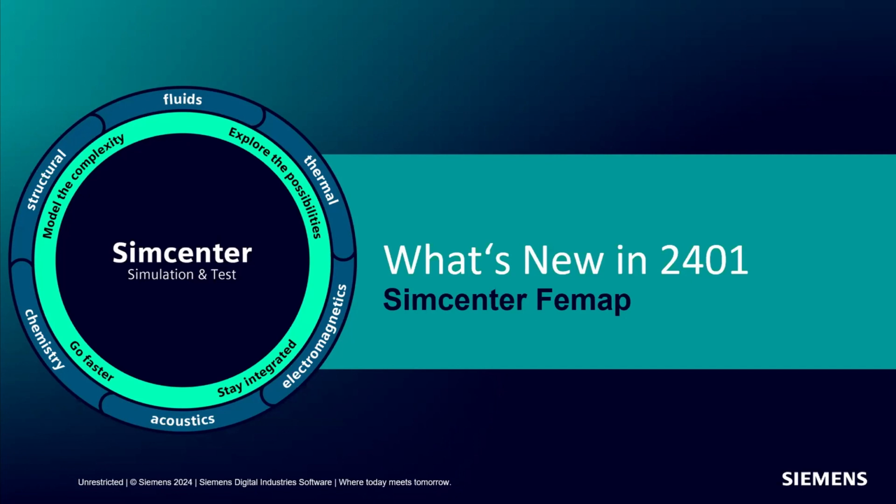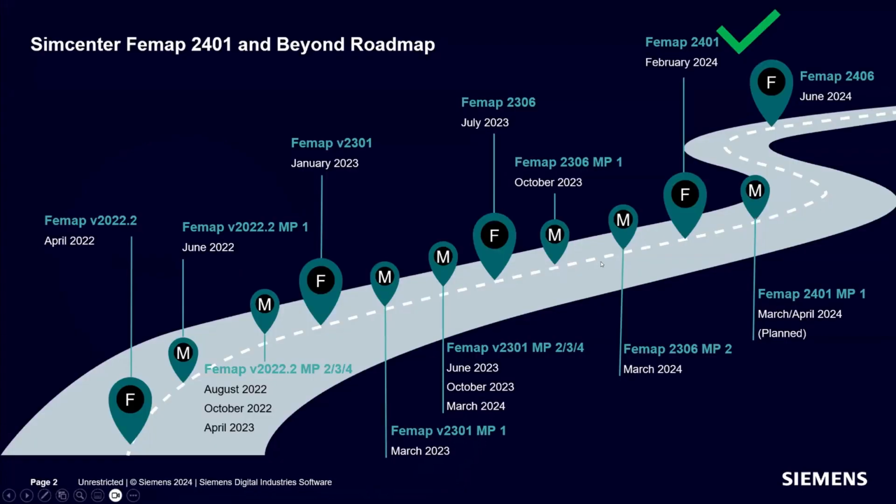So we're going to be talking about what's new in FEMap 2401. So 2401 was released in February of this year.